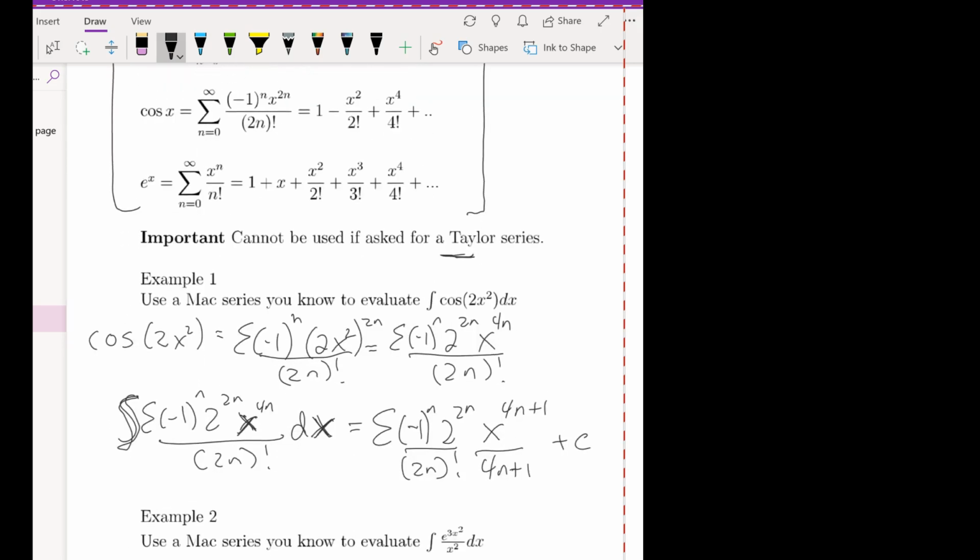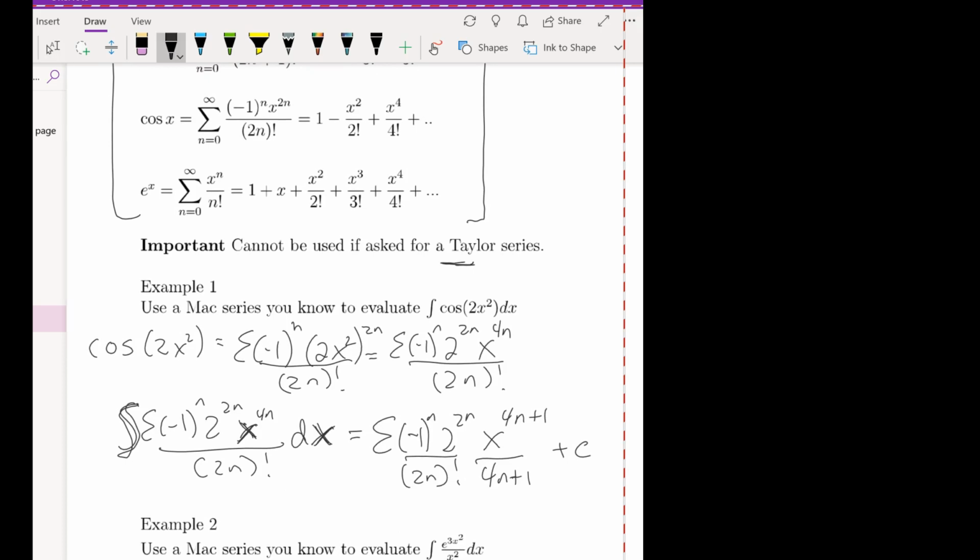All right, so let's play with e to the 3x squared. So you've got this memorized. So it's 3x squared to the nth power over n factorial. So let's break that up. So now I want to divide through by x squared. So communicate to your reader what you're doing.